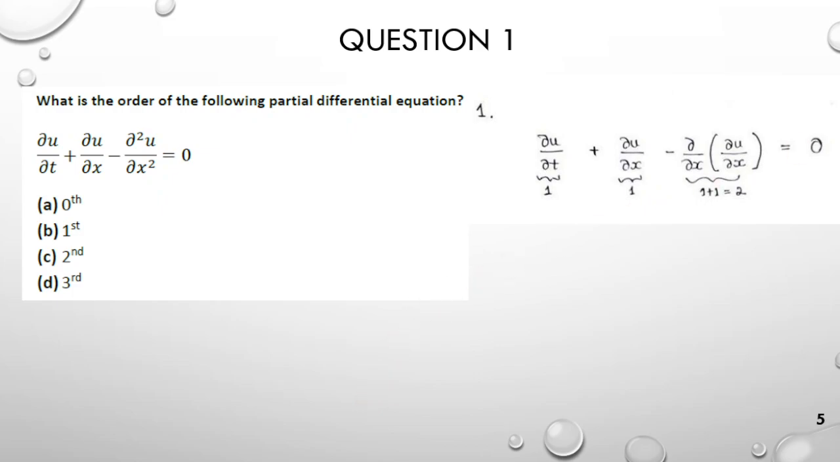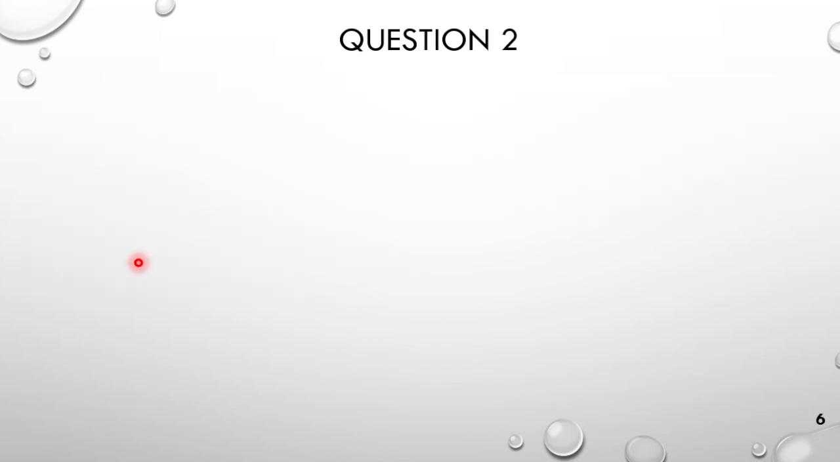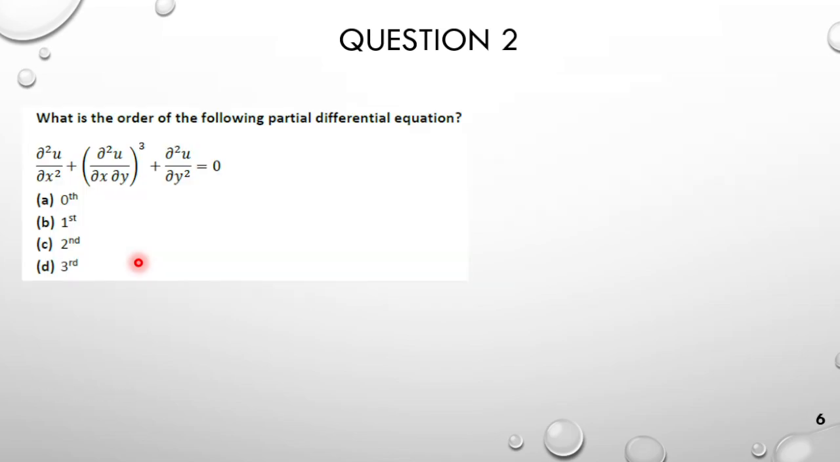So if we expand this equation as shown in this figure here, you can expand it as ∂/∂x of again ∂u/∂x, right? So in that way you have two differential terms, that is why the order becomes second order. Okay, so let us go to the next question.